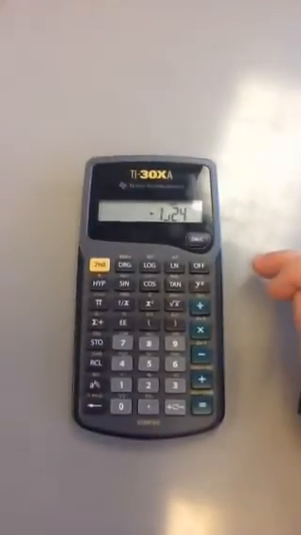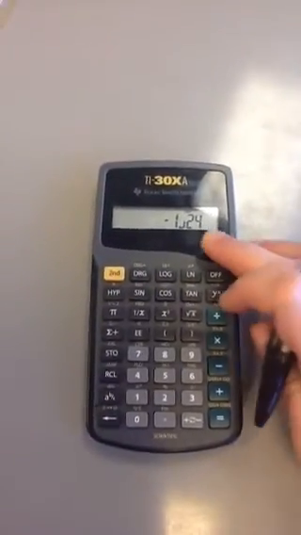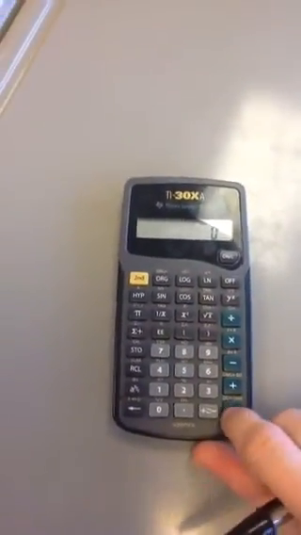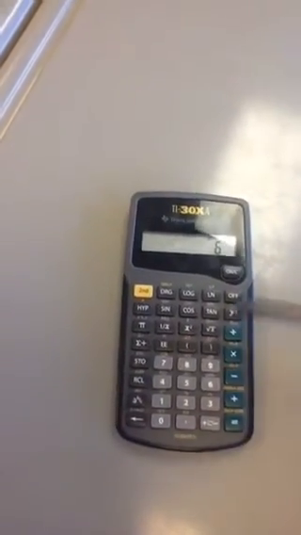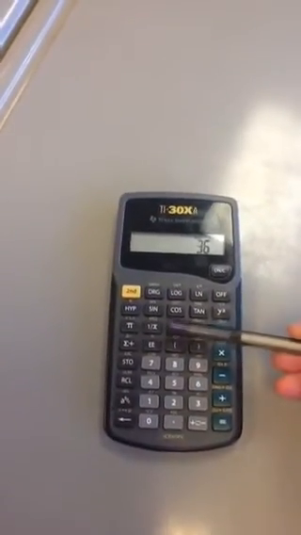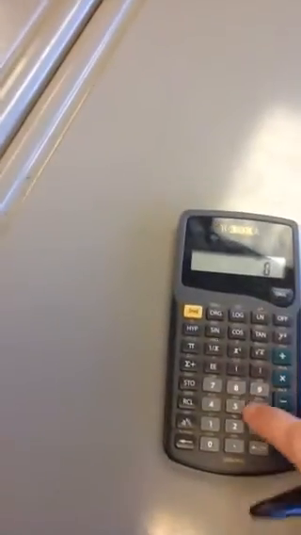Now, another feature on this particular calculator is your exponent keys. If you have to do 6 squared, there's an X squared button right there. So you can just hit that, and you can hit 6 squared, and that will tell you what the answer is.